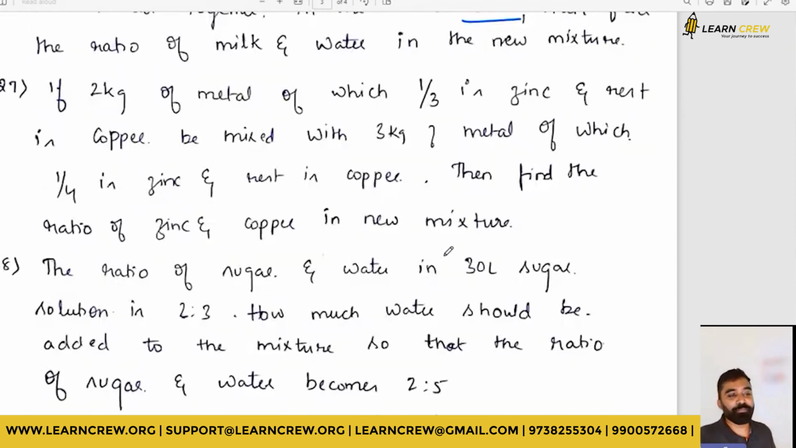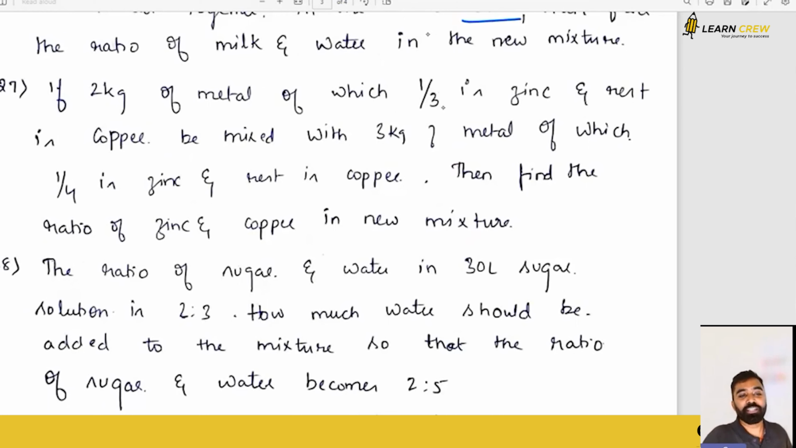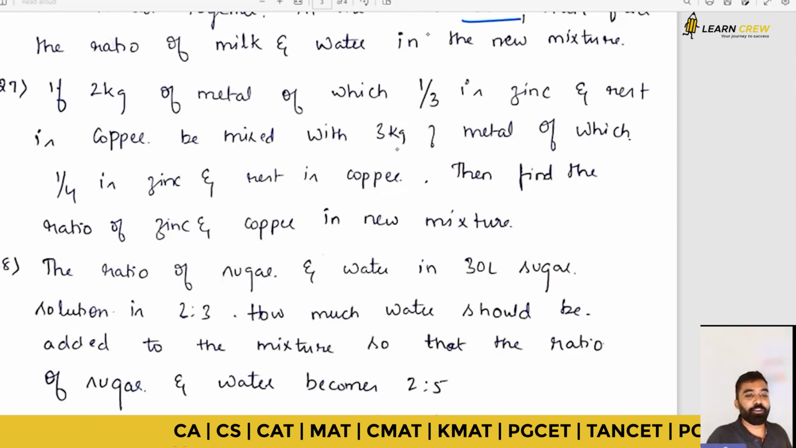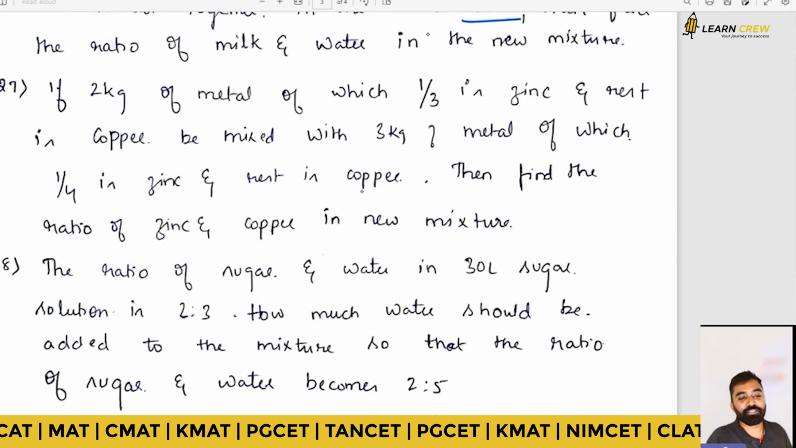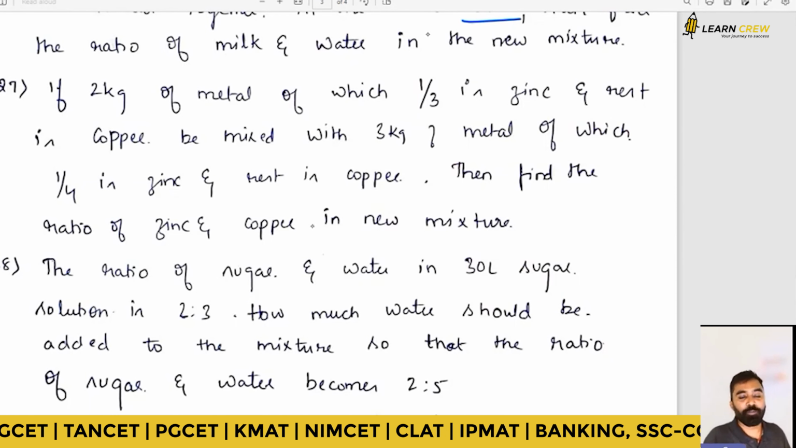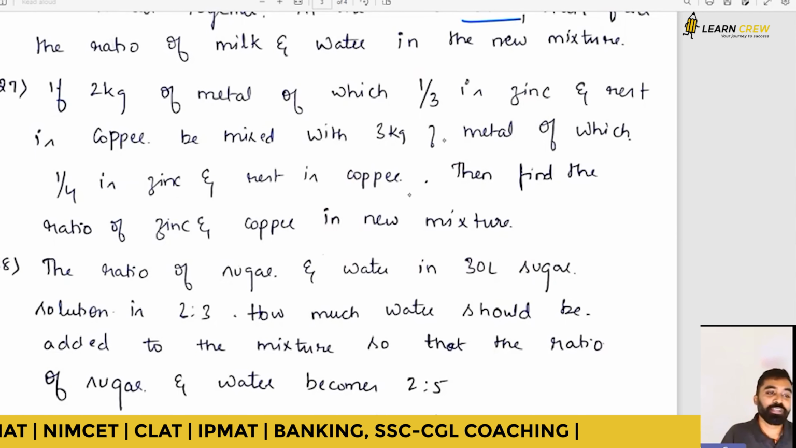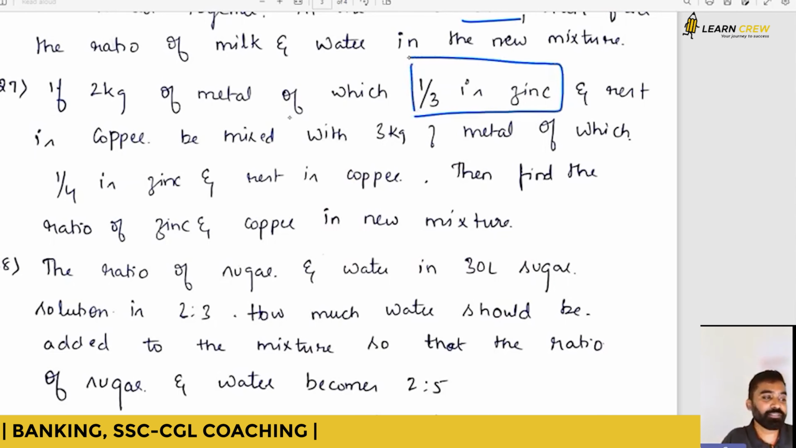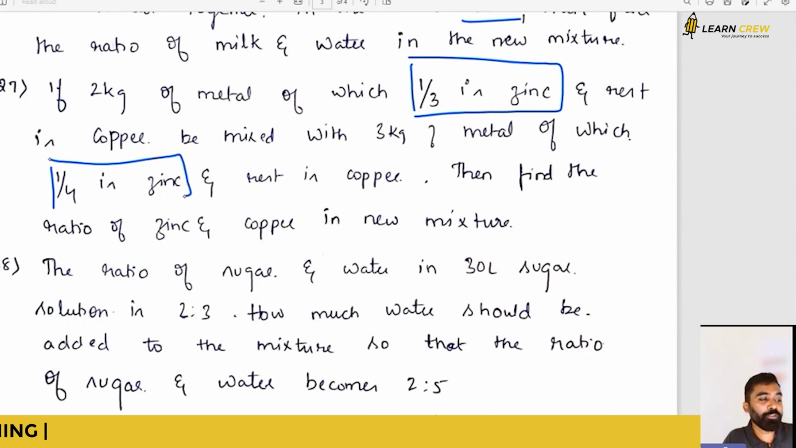If 2 kg of metal, of which 1/3 is zinc and the rest is copper, is mixed with 3 kg of metal, of which 1/4 is zinc and the rest is copper, then find the ratio of zinc and copper in the new mixture. Okay. Now, if 1/3 is zinc, how much is copper? 2/3. If 1/4 is zinc here, what is copper? 3/4.